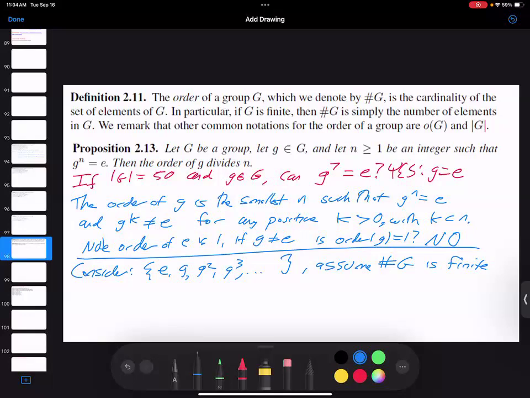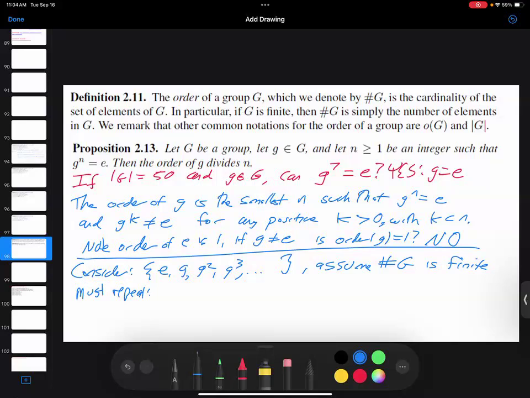50. Could I get 75 distinct objects in a set that only has 50? No. So eventually, I have to get the same number twice. So it must eventually repeat. Right? What do you think the first element that repeats?